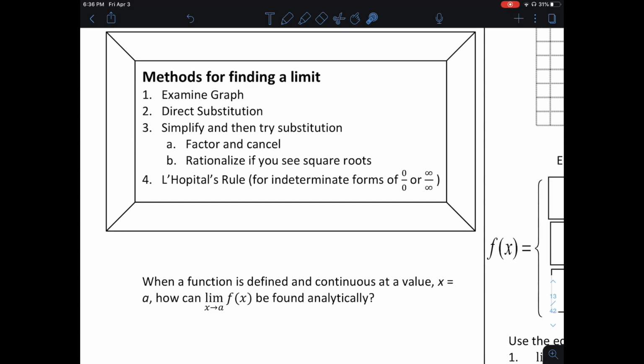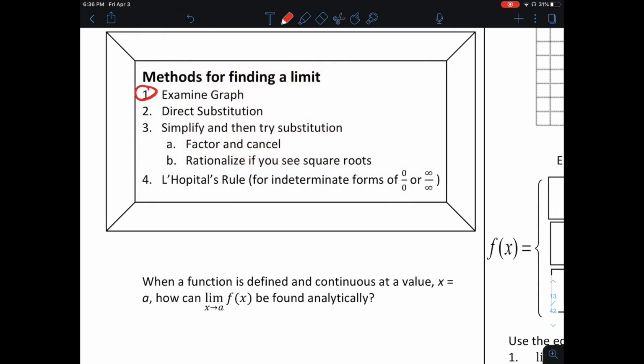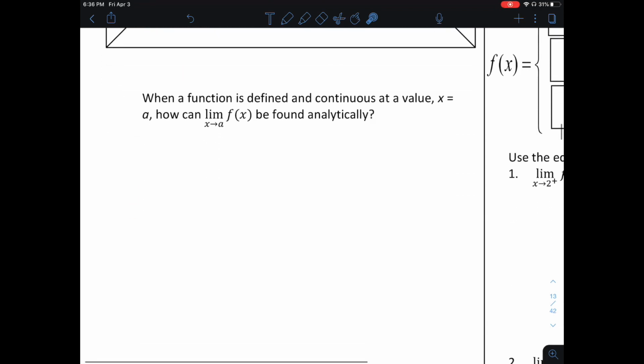Unfortunately, we can't learn this rule for a long, long time. We can't learn this rule for a long time because you have to know all the derivative rules for this to work. So we will come back to this at some point. We are going to be focusing on these 3. We're going to learn this later. And L'Hopital's rule only works for indeterminate forms. That's when you try to figure out what the limit is and you get 0 over 0, or infinity over infinity, or negative infinity over infinity. Once again, we'll learn that later.